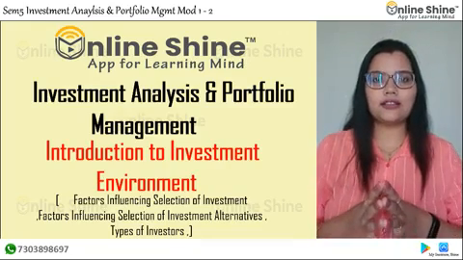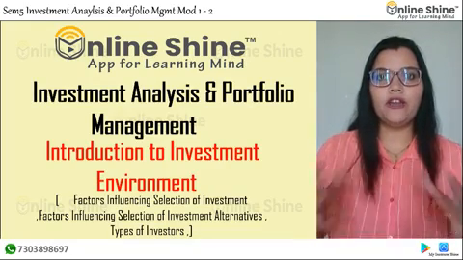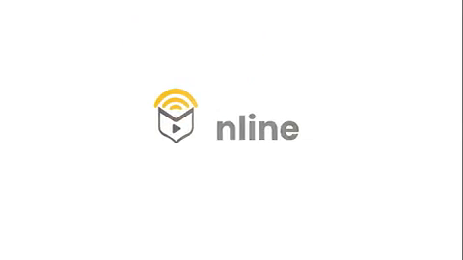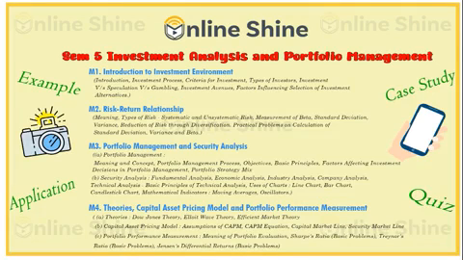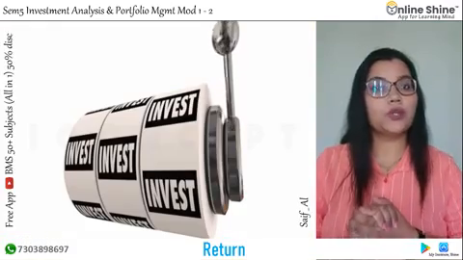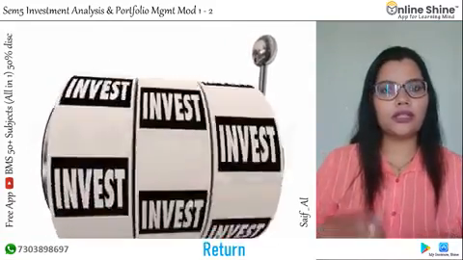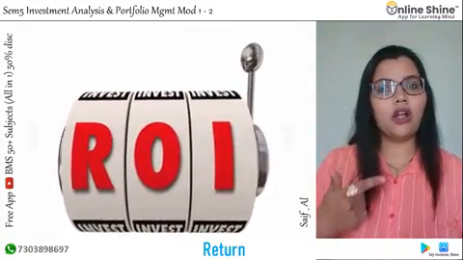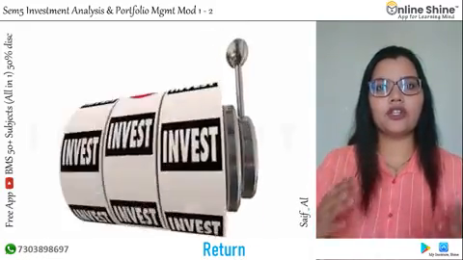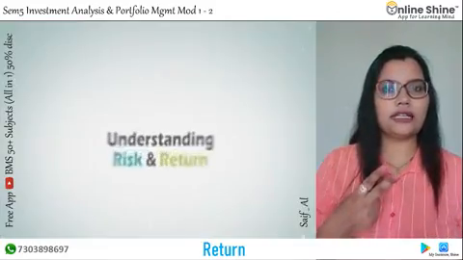Now, let's discuss the next topic of Module 1, factors influencing selection of investment. The first one is return. Investors buy or sell financial instruments in order to earn return on them. The return on investment is a reward to the investors. The return includes both current income and capital gains or losses, which arise by the increase or decrease of the security price.